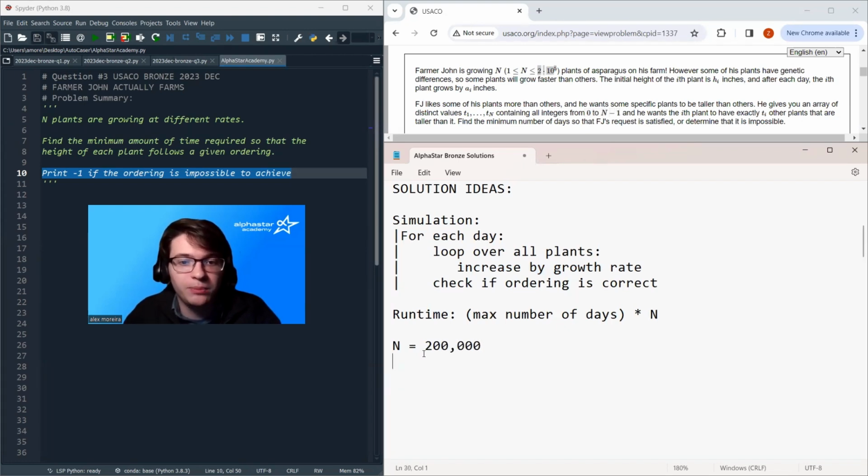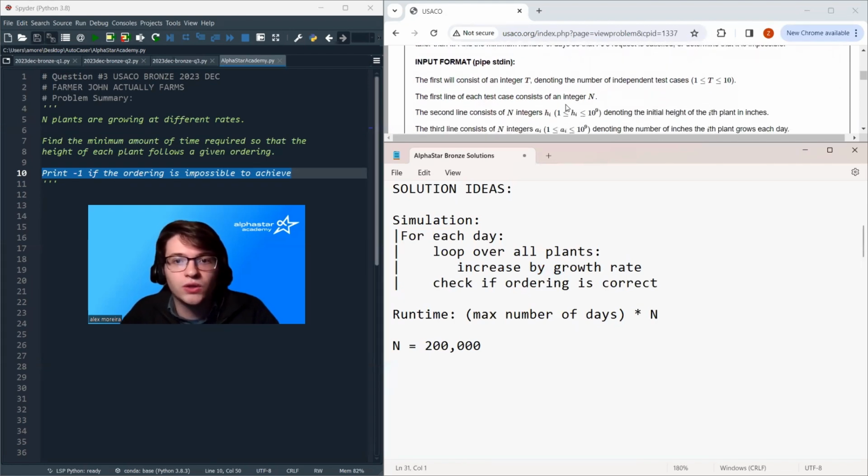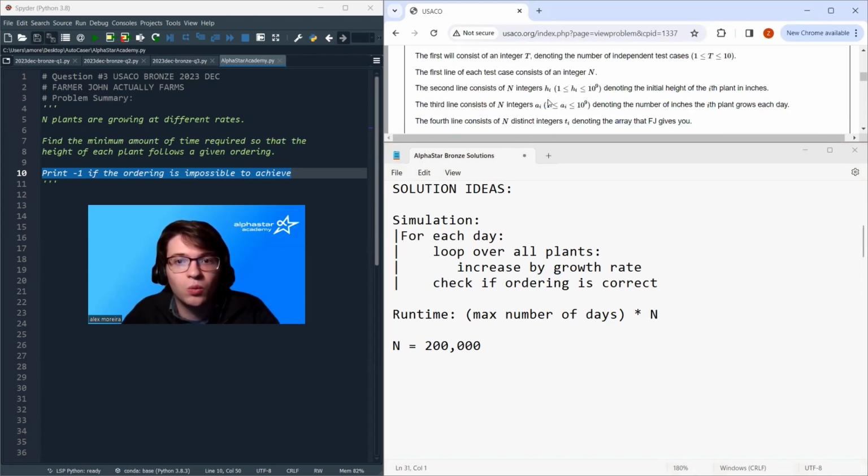So a pretty big number. If the number of days is large, then we might be concerned that we'd run out of time. So what is the maximum number of days? Well, we'd have to look at the size of the values here. We can see that HI ranges from 1 to 1 billion, and AI ranges from 1 to 1 billion. So in the worst case, the max number of days is going to be approximately 1 billion.